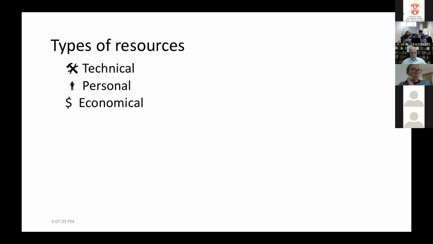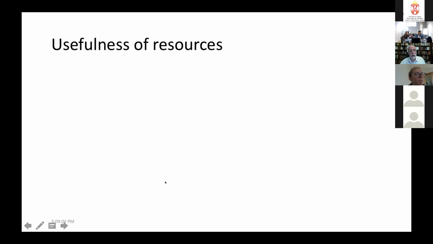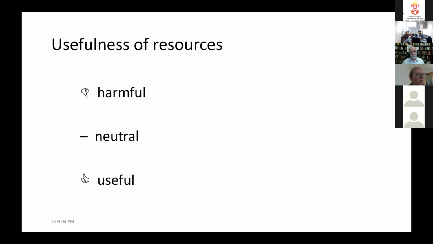We have 4 divisions of resources. The first one is between technical, personal, and economical. It's for the 3 markets. The market of goods, the workforce market, and the market of finances. You have learned it elsewhere. So you have to watch all 3 things: technical, personal, and economical resources. And then, as I have already told you, there is this usefulness. So you have harmful and you have useful resources, but you also have neutral.